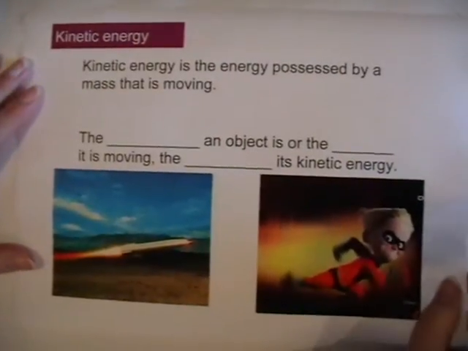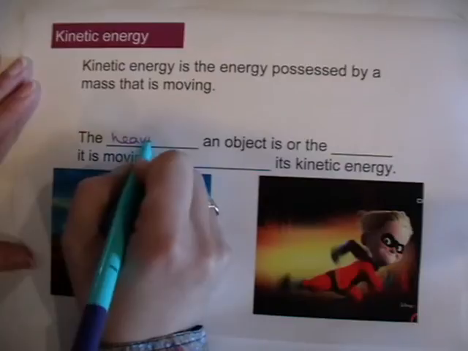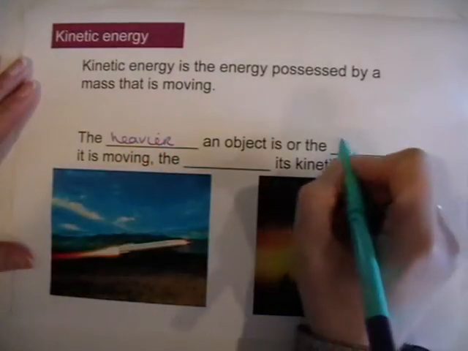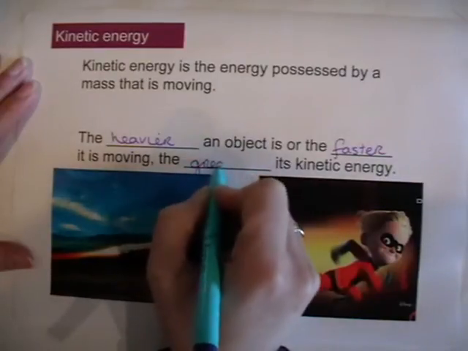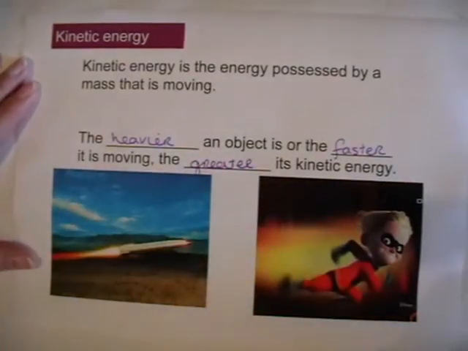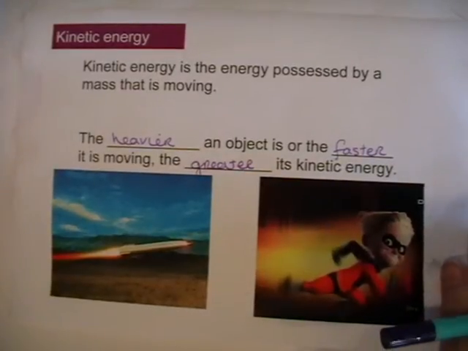Next one on the list then, kinetic energy. Kinetic energy is energy possessed by a mass that is moving. The heavier an object is, or the faster it is moving, the greater its kinetic energy. So the kinetic energy is linked to the mass of the object and also the speed that it is moving.